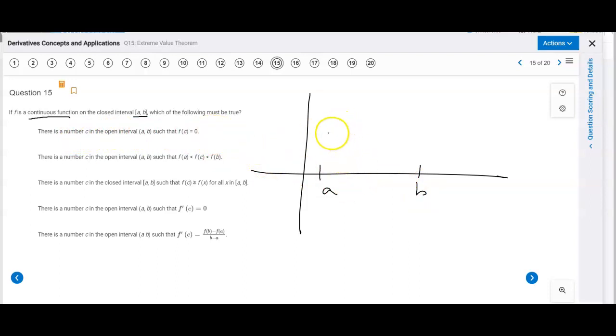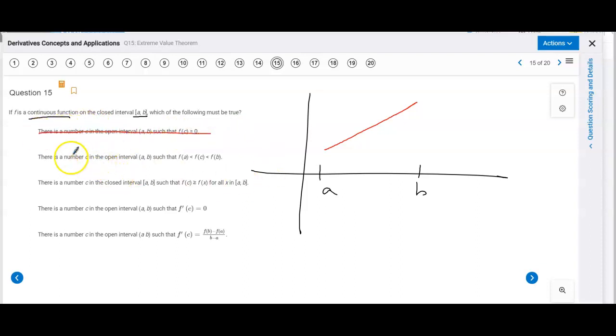Well, maybe. If I had a graph that looks like this, like if f of a was down here and f of b was up there, and this is continuous, then yeah, right here in the middle it would cross the x-axis. So if I called that c, then f of c would equal 0 because it's touching the x-axis. But I didn't have to draw it like that. Couldn't I have also drawn it like this? This is also continuous on the closed interval, and now it doesn't touch the x-axis, so there is nowhere where f of c would be 0. I don't think that one has to be true.